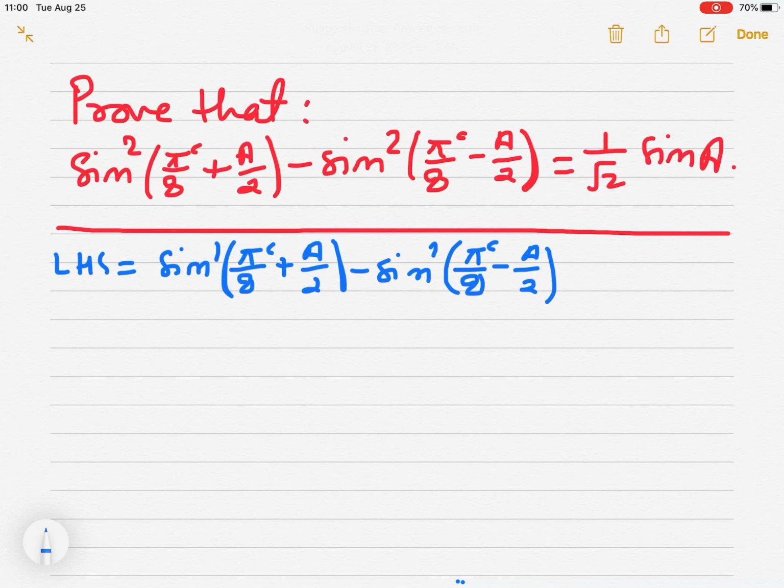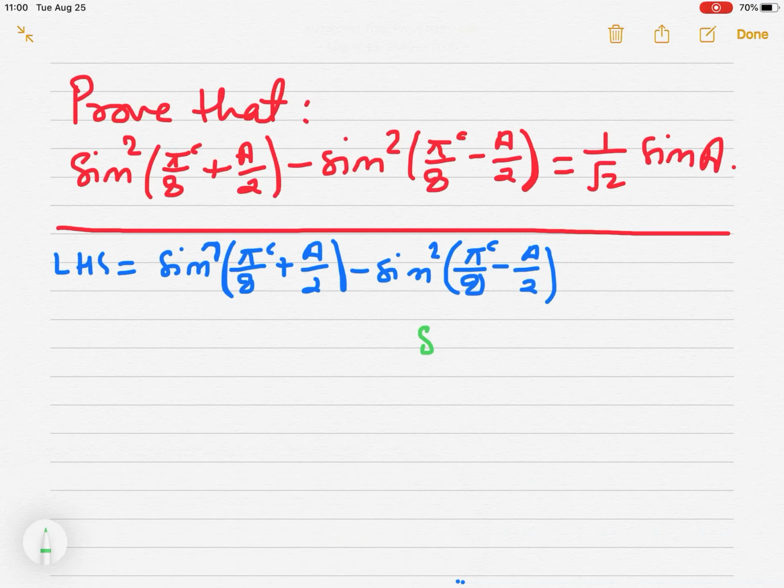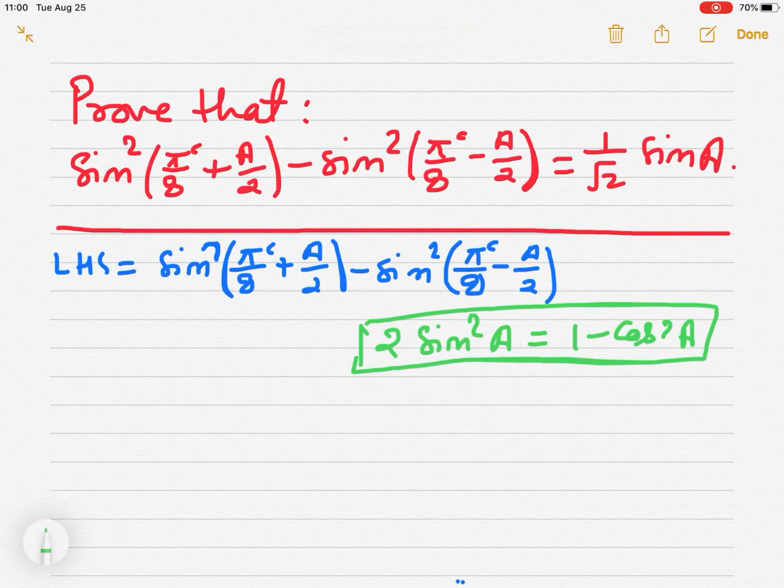So I will give you one hint here. Always, if you have got a question like this, with squares in sine and cos in trigonometry proving identity, if you get a square in sine or a square in cos, then always use the multiple angle formula of sin² A and cos² A. The formula is like this: 2 sin² A is always equal to 1 minus cos 2A. This formula you can apply. If you apply this formula, easily you will get the answer.